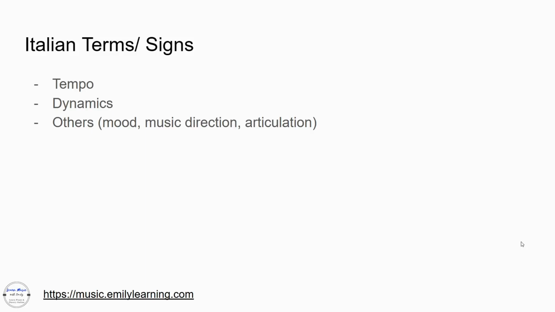So there are three groups of terms and signs in your Grade 1 Music Theory. They can be divided into three groups: the tempo, the dynamics, and others. Others refers to mood, music direction, and articulation. For this video, I'll be focusing on tempo. I do have other videos on dynamics and others, how to memorize them easily, so do check them out.